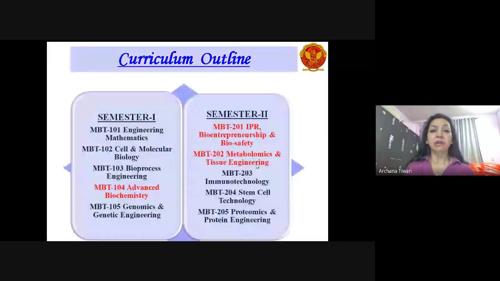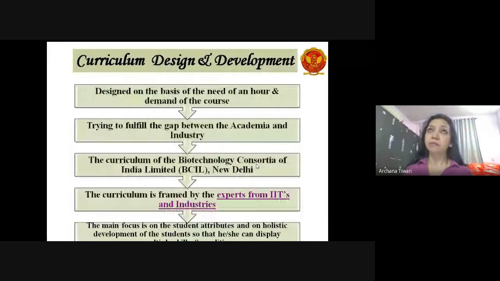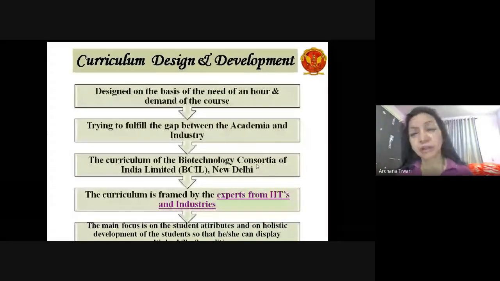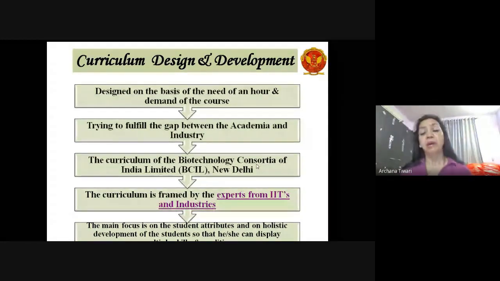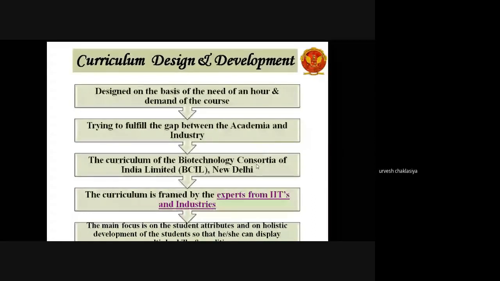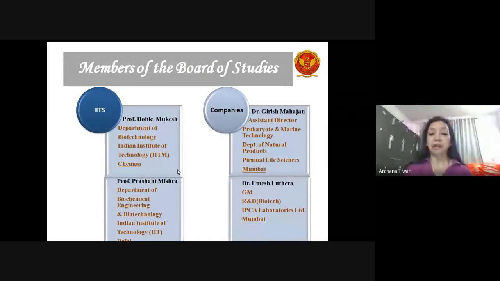We have designed the curriculum on the basis of need of the hour and demand of the course. Number one, because you know very well, we are living in the era of biotechnology and bioinformatics. We are providing the training to fulfill the gap between the academia and industry. The curriculum of biotechnology is based on the curriculum of Biotech Consortia India Limited, that is the BCIL New Delhi curriculum. And this curriculum is framed by the experts of IITs and industries. Two experts from the IITs and two experts from the industries.